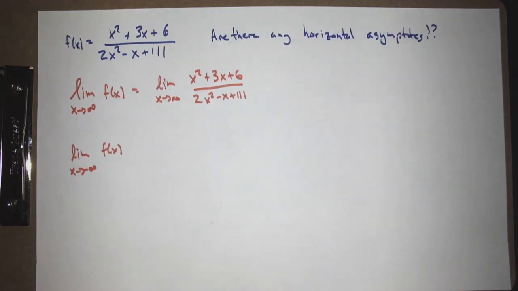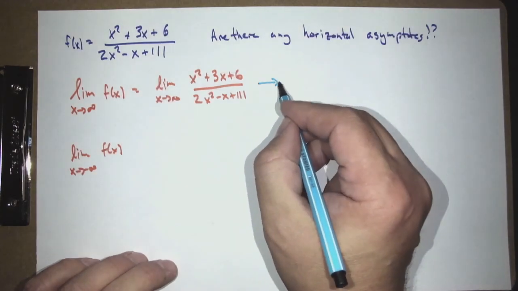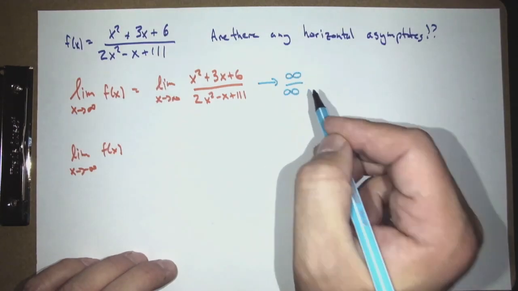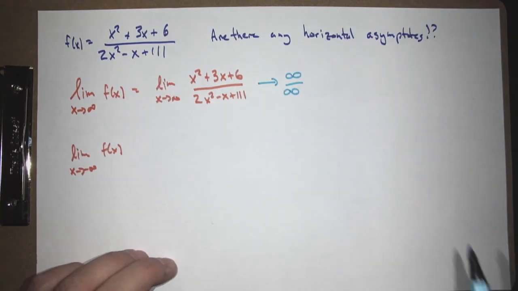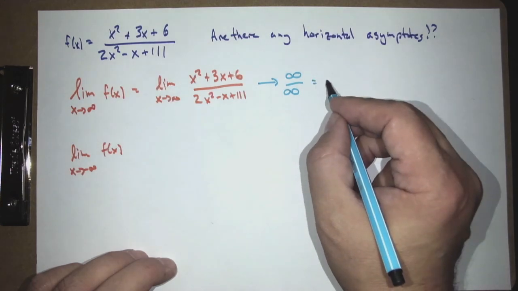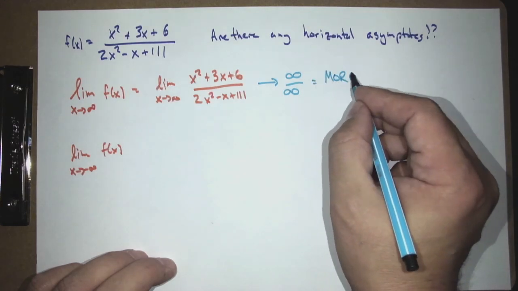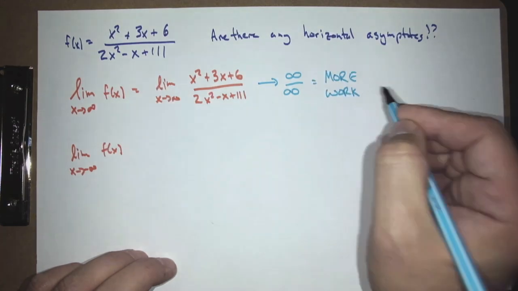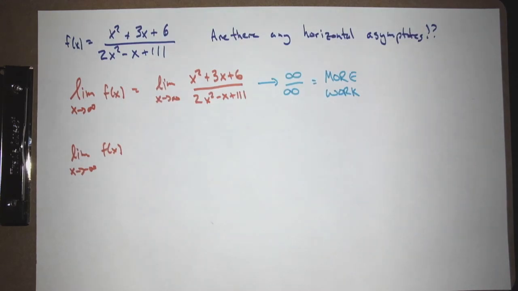It's also getting big. So we say, aha, it's going to infinity over infinity. And as we all know, infinity over infinity equals more work. Yes, it's like 0 over 0. The problem is, it's an ambiguous thing. Indeterminate. So we have to do more work.